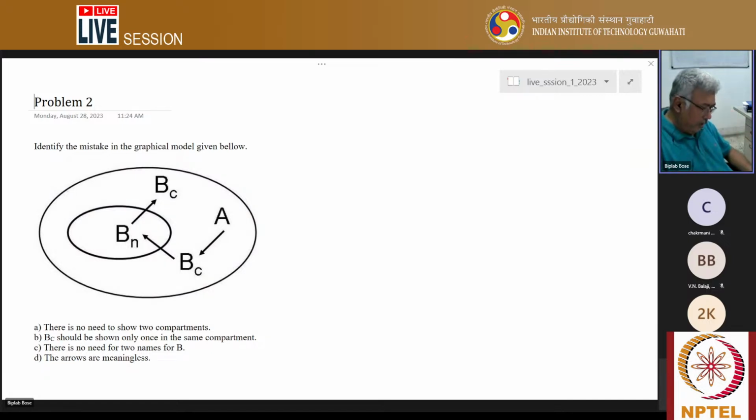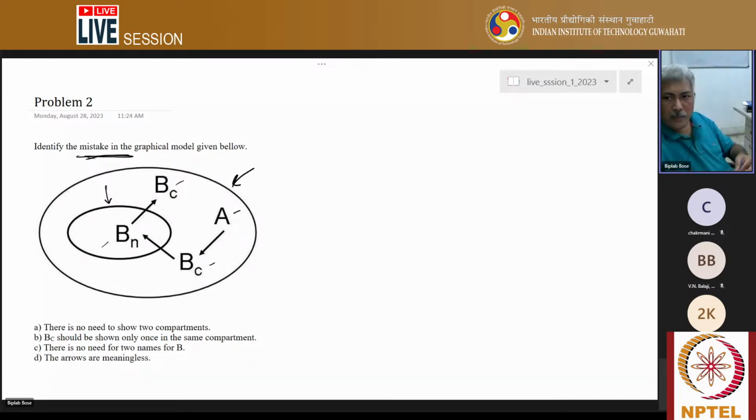So what we have is this outer ellipse. This is one compartment, which may be representing the cell. Then inside you have another ellipse, which may be representing another compartment within the main compartment. And A, B subscript C, B subscript N, B subscript C: these are different molecules. So you can say A to BC is formed, then BC goes inside the second compartment, that is BN, and then BN comes out as BC, something like this. You have to find out where is the mistake in this graphic.